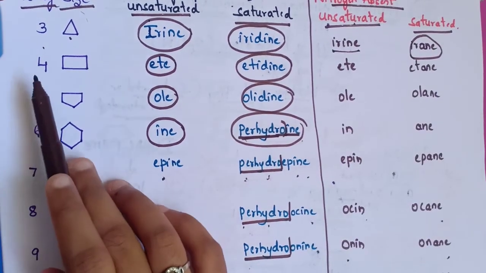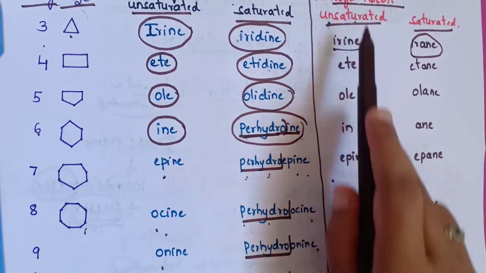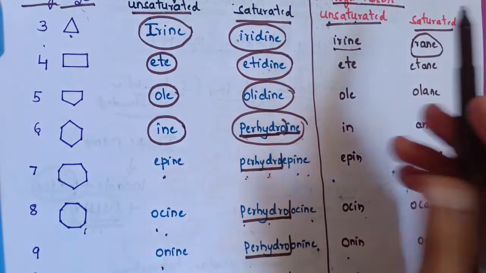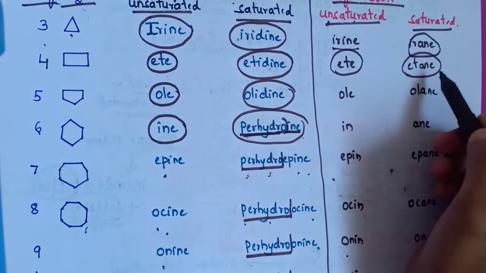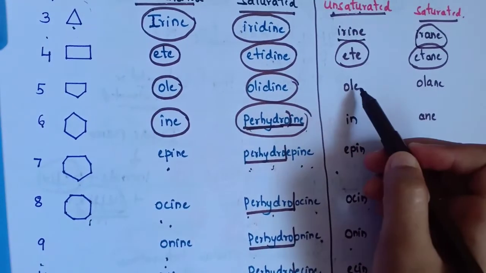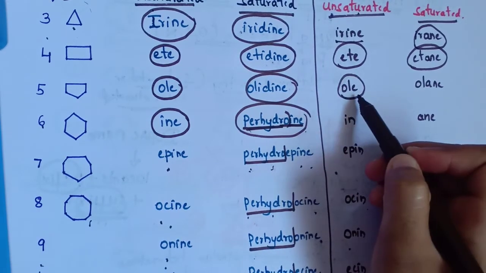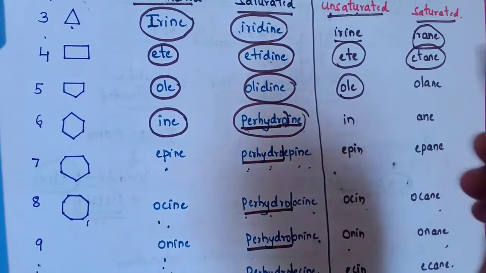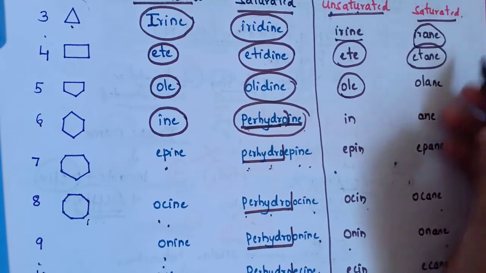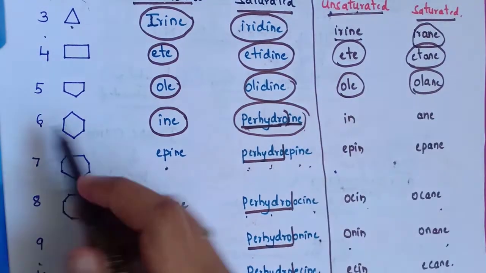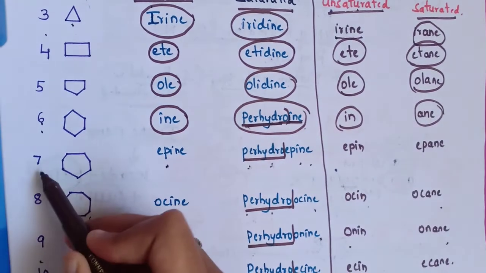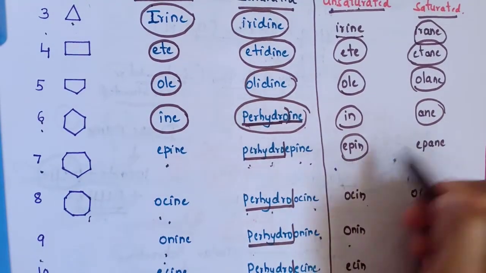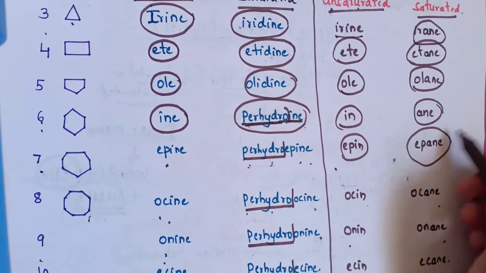And for the 4-membered ring, for the unsaturated nitrogen absent compounds, we will call it ete. For the saturated compounds, we will call it etane. For the 5-membered ring, we will call it ole, and for the saturated, olane. Okay. For the 6-membered ring, ine, and for the saturated, ane. And for the 7-membered ring, epine, and saturated, epane.